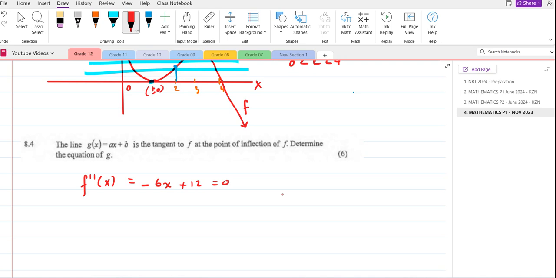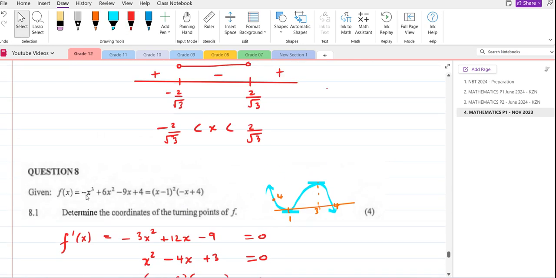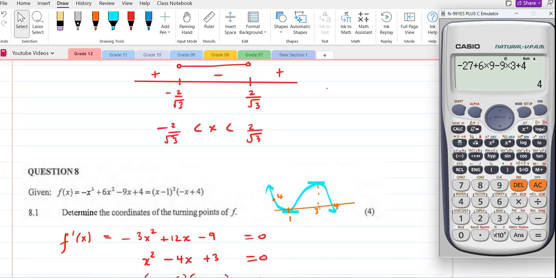This implies x is equal to 2, because you can take the 12 over minus 12 divided by minus 6. Since x is equal to 2, we're going to find f of 2, which is the y value of the inflection point. So we need to put 2 inside the original function. Let's put 2 here. So what we're getting is minus 8.